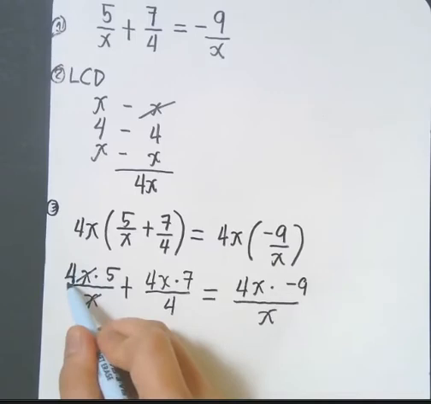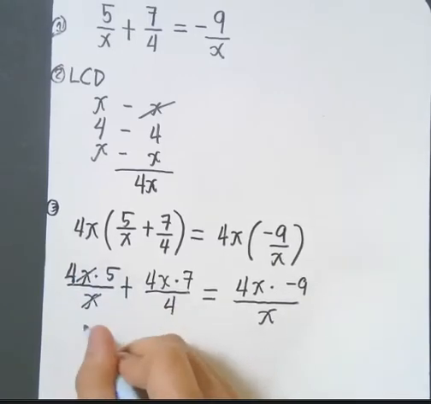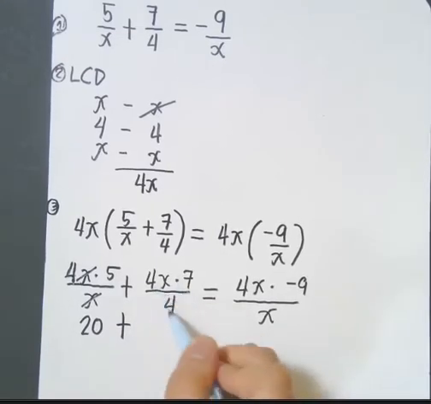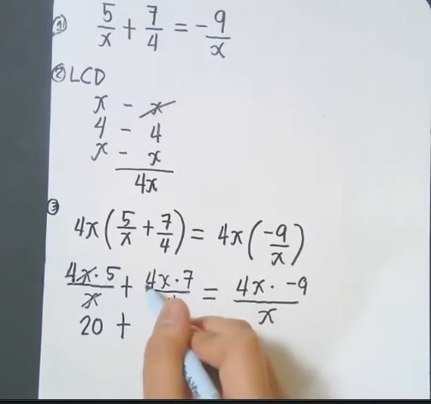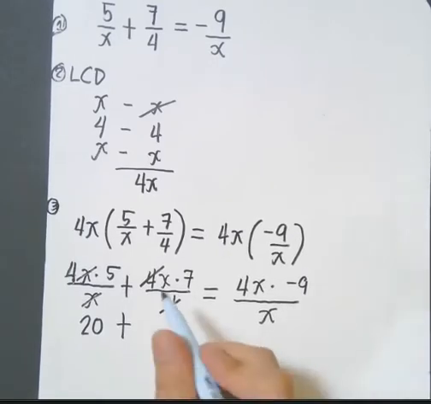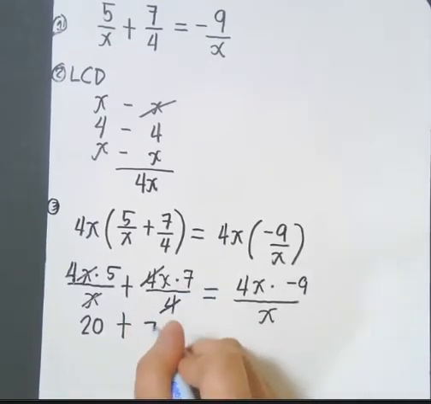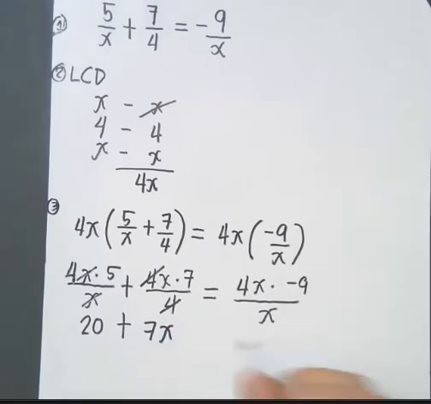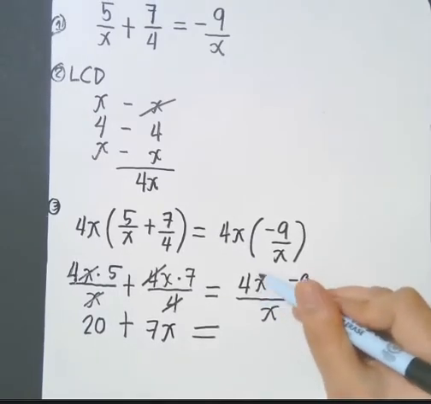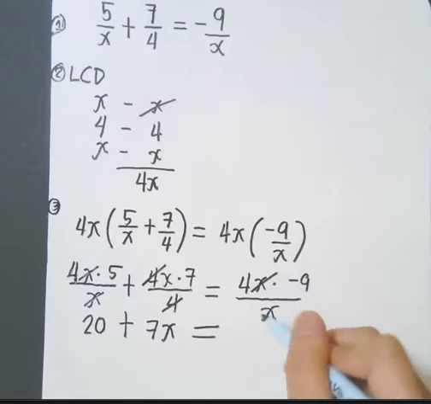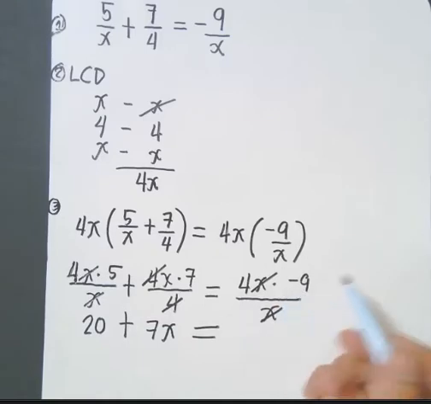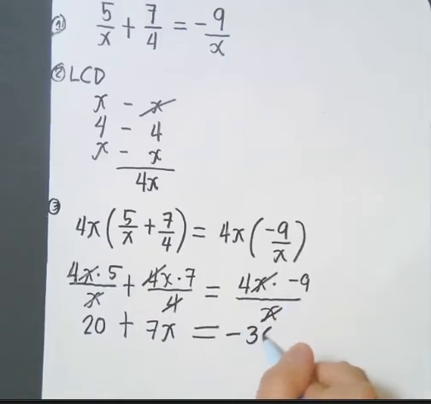We will then multiply 4 times 5. 4 times 5 is equal to 20. Plus, we also have a common factor here, so we can divide out 4 and 4 because 4 divided by 4 is equal to 1. So 7 times x is equal to 7x. Equals, we do have a common factor here. We divide them out. X divided by x is equal to 1. And we multiply 4 times negative 9, which is equal to negative 36.